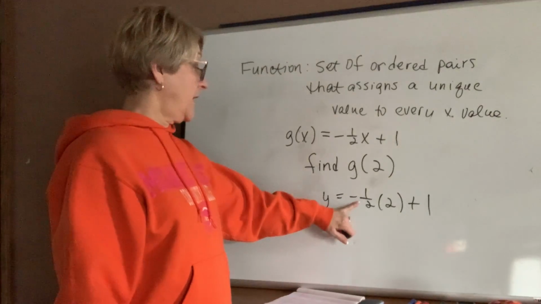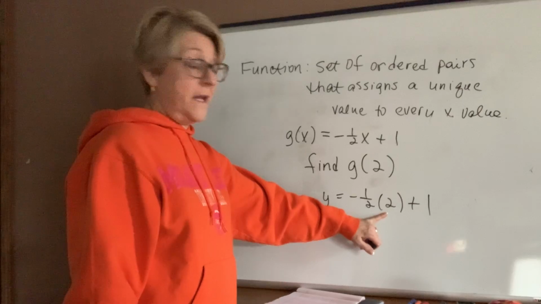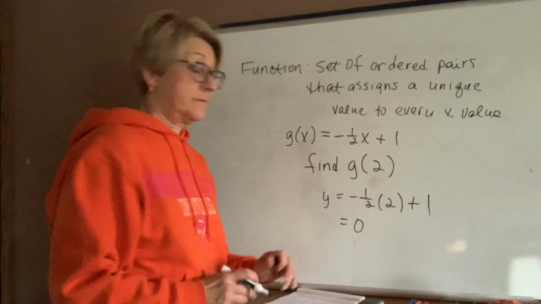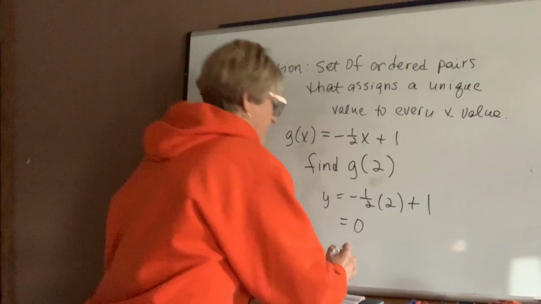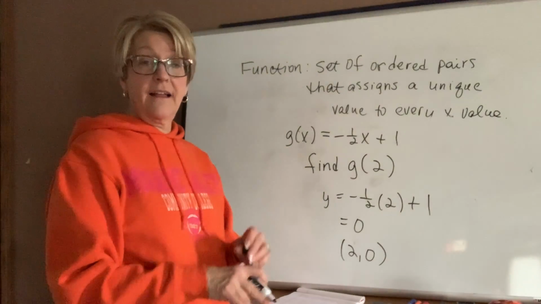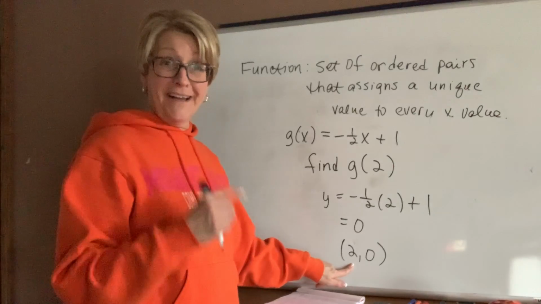So here we go. -½ times 2 is -1. -1 plus 1 is 0. So that is the point (2, 0). Huh, I kind of like that point. Where is that point on a graph?